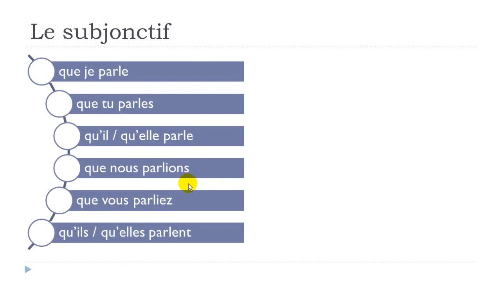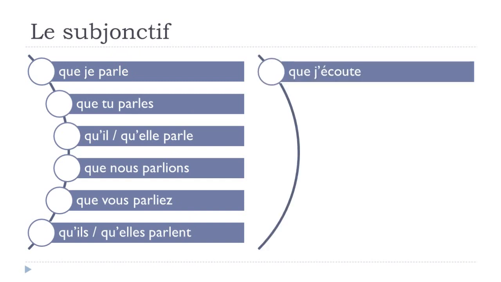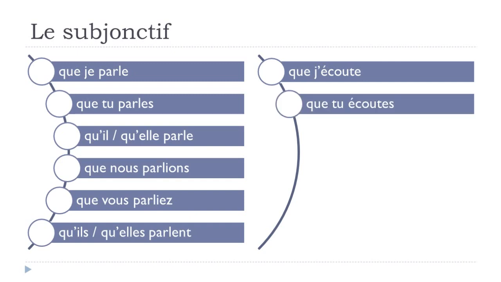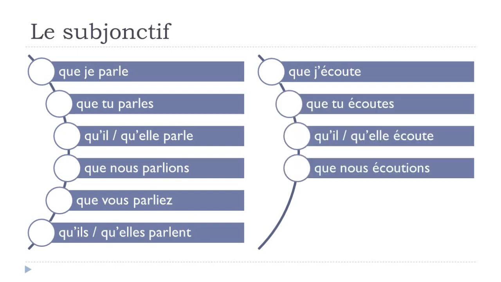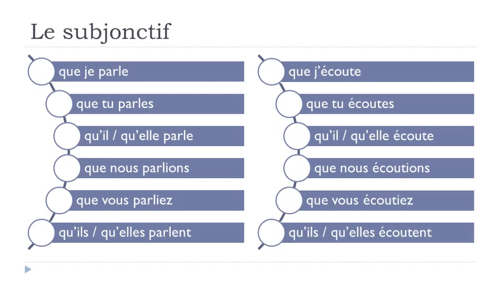All right? So normally, and that's the thing, if you watched all the videos, especially the video concerning the present tense and the imparfait, well, you know this subjunctive form already. Let's take a second verb. Que j'écoute, que tu écoutes, qu'il écoute, qu'elle écoute, que nous écoutions, que vous écoutiez, qu'ils écoutent, qu'elles écoutent. And it is exactly the same thing. This is like the present, like the present, like the present, and like the present. This is like the imparfait, and this is like the imparfait. Okay? Parler is to speak or to talk. Écouter, to listen. All right?